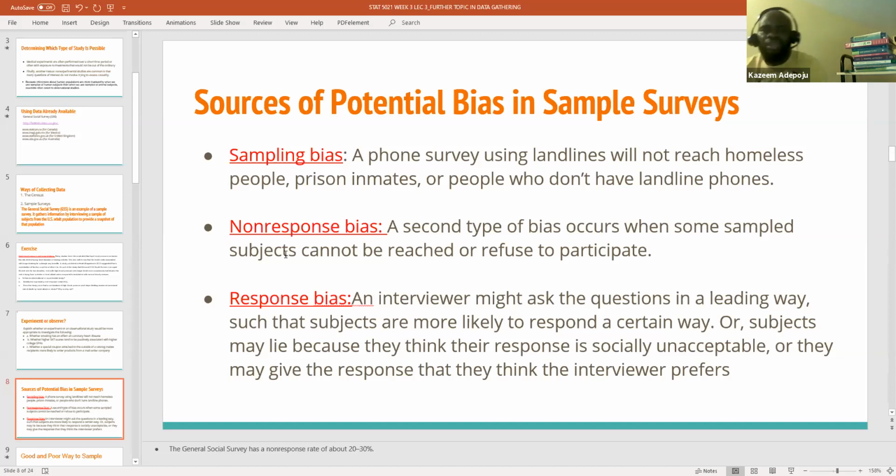Okay, and because of that, I want to discuss the sources of potential bias in sample survey. And number one is what we call sampling bias. And what do we mean by sampling bias? Before I go into that, the next thing I'm going to tell you is that when you are conducting a sample survey as against a census, a census is a complete enumeration, while a sample survey is a partial enumeration.